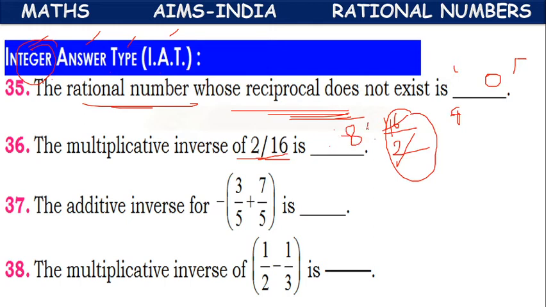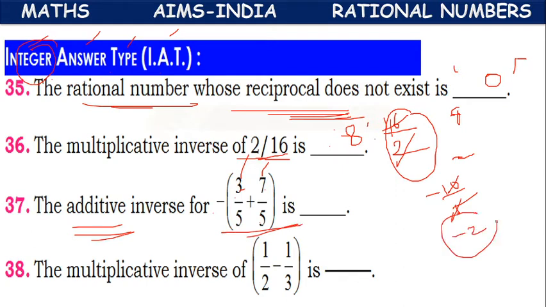The additive inverse of minus of 3 by 5 plus 7 by 5. How much? 3 by 5 plus 7 by 5 is 10 by 5, so minus of 10 by 5. After simplification, what are we getting? Minus 2. What is the additive inverse of minus 2? Plus 2. So the answer is 2.